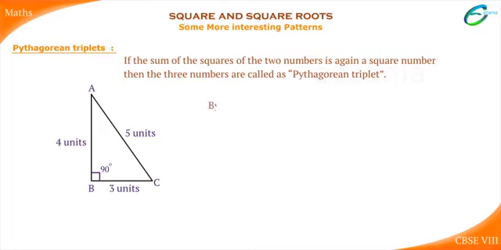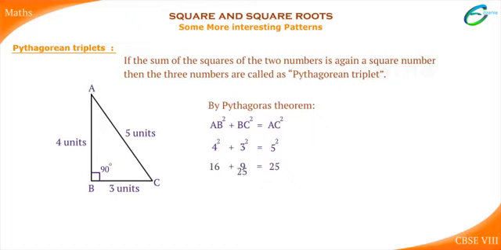According to Pythagoras theorem, AB square plus BC square is equal to AC square. 4 square plus 3 square is equal to 5 square. 16 plus 9 is equal to 25. 25 is equal to 25. Hence 3, 4 and 5 are called a Pythagorean triplet.